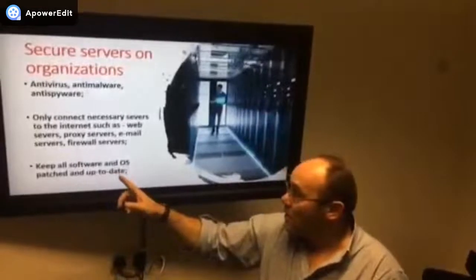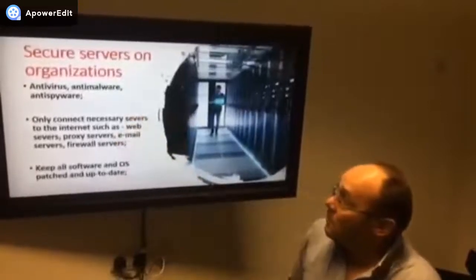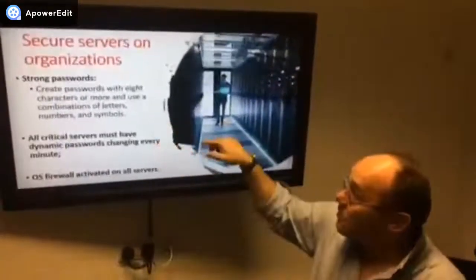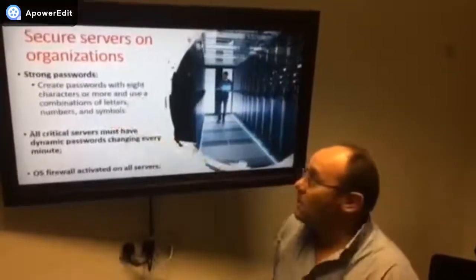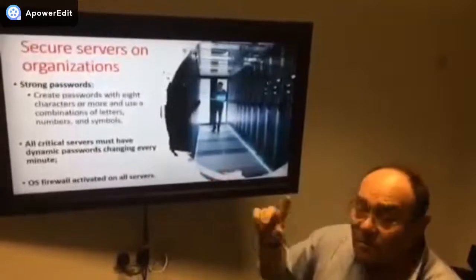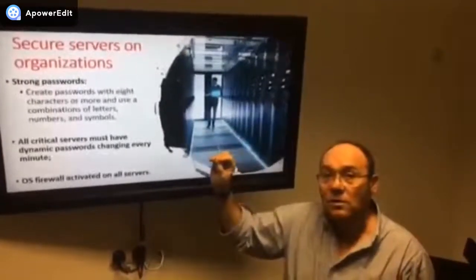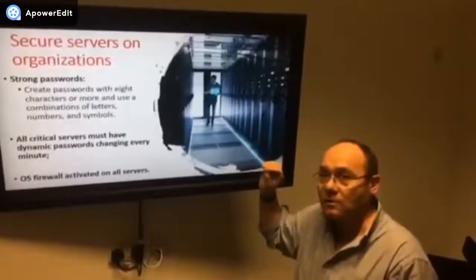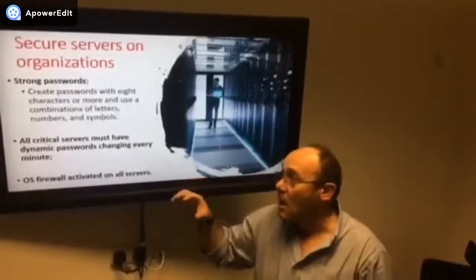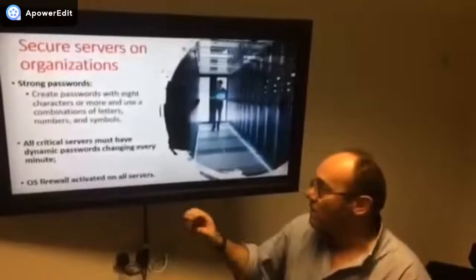Keep all software and operating system patches, like security patches, and antivirus updated. All software must always be updated. Strong passwords. In the case of servers, we recommend 8 characters, with combinations of numbers, symbols and letters. All critical servers must have a dynamic password, changing every minute. This is very important. Every minute you have a new password. It's good for the safety of servers, like Microsoft Active Directory, and other tools do the same thing. Operating system firewall activated on all servers.